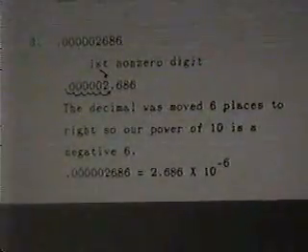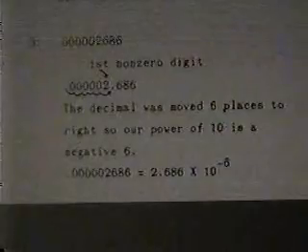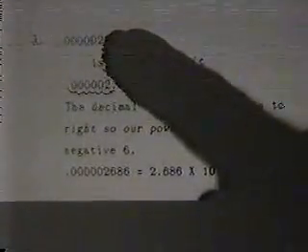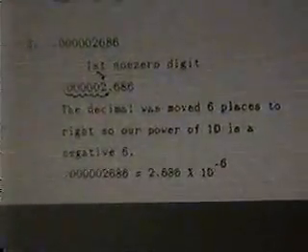Okay, example 3. 0.00002686. We must move the decimal to get to the right of the first non-zero digit. So we must move it to get to this side of the 2. So that's 1, 2, 3, 4, 5, 6 places. Therefore, it is 2.686 times 10 to the minus 6.